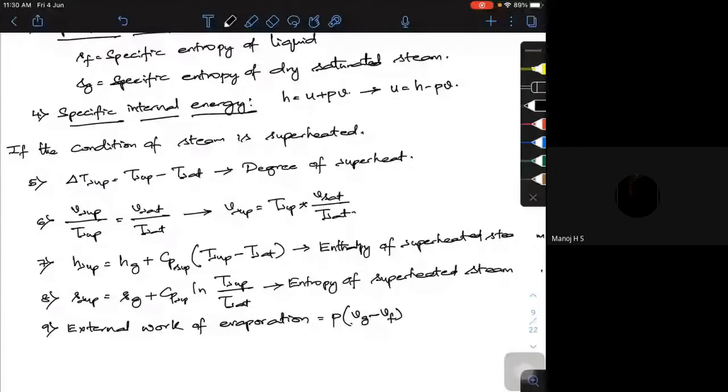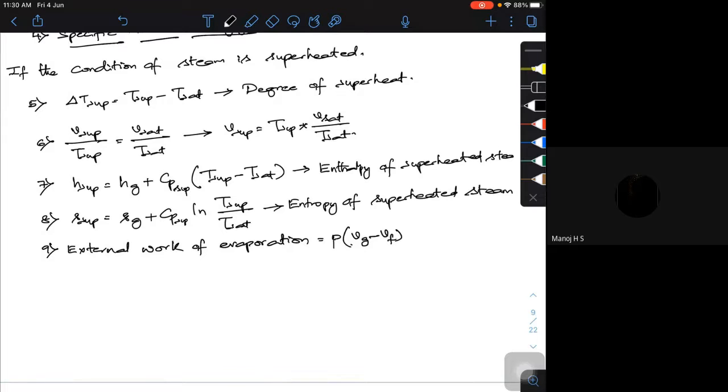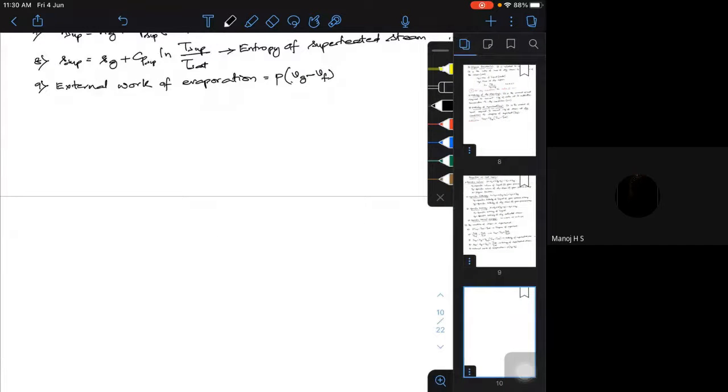So entropy for the wet steam, enthalpy for the wet steam, specific volume for the wet steam, each and every quantity we can find, either from the steam tables or maybe the Mollier chart. Is that clear? So this is about all the definitions, the theoretical part of what we call properties of the pure substance. Now let us try to look into some of the numericals.